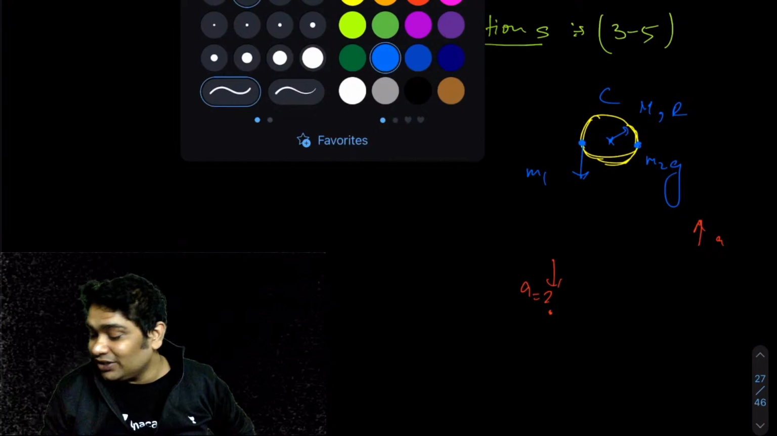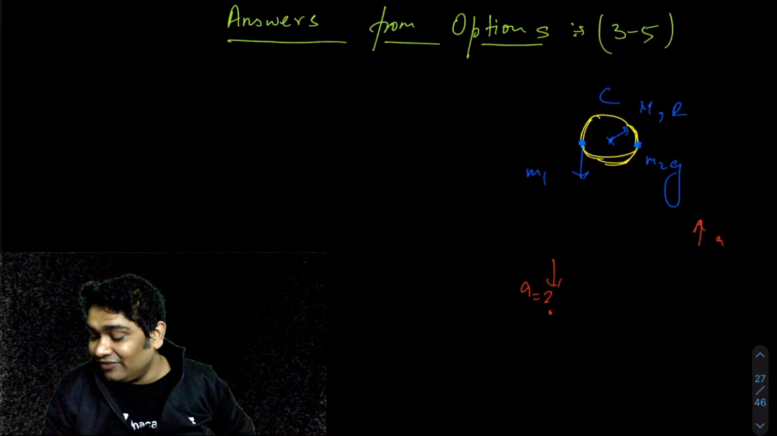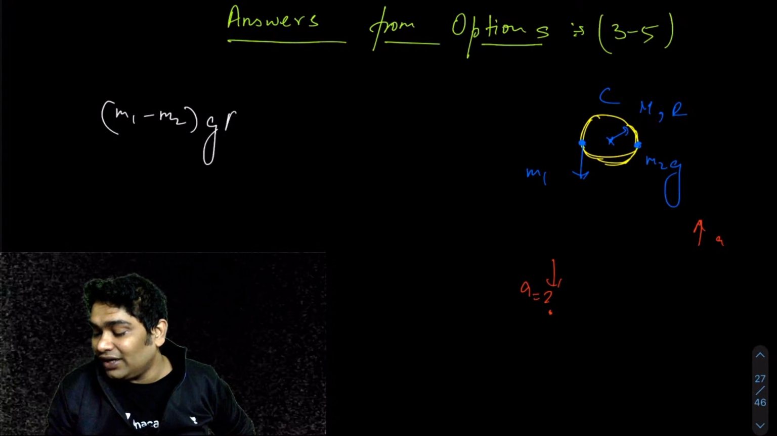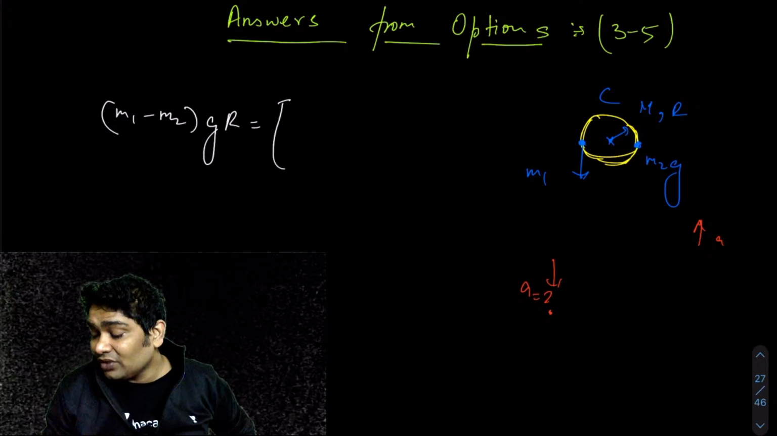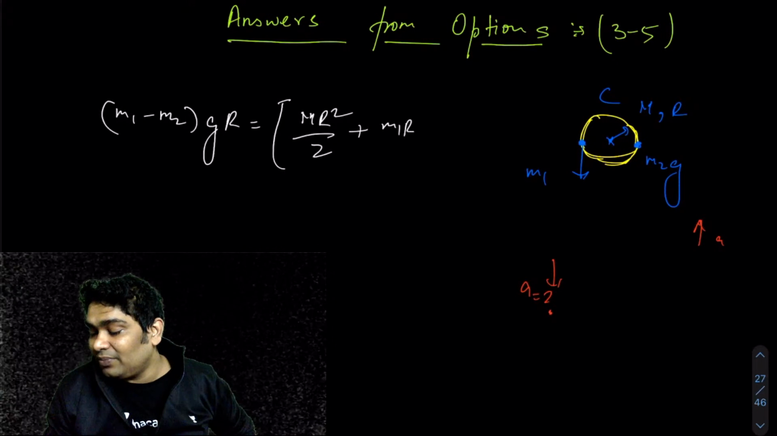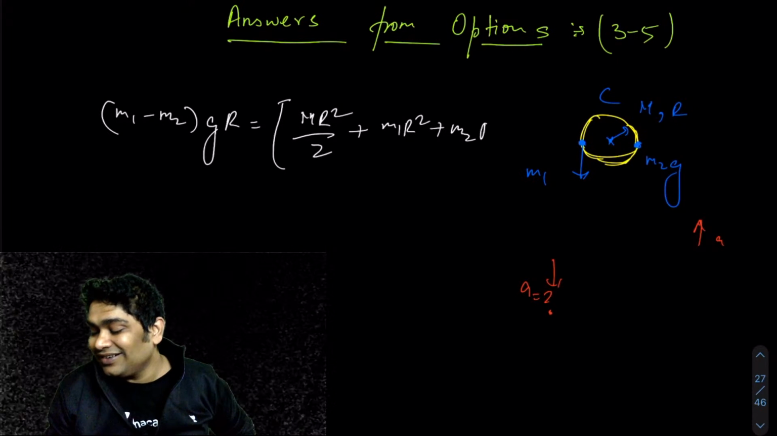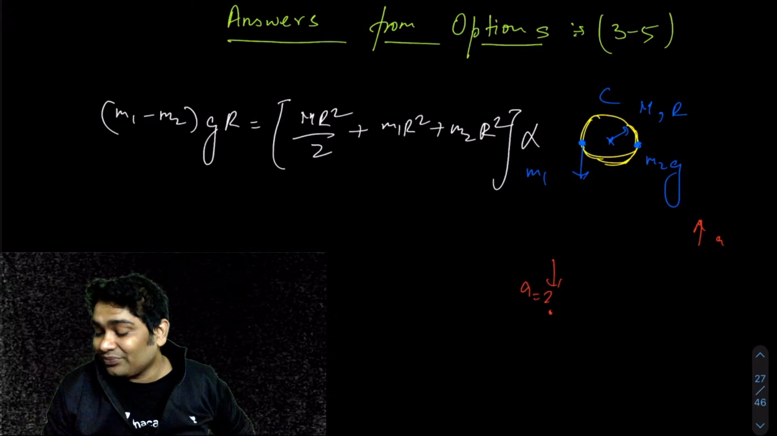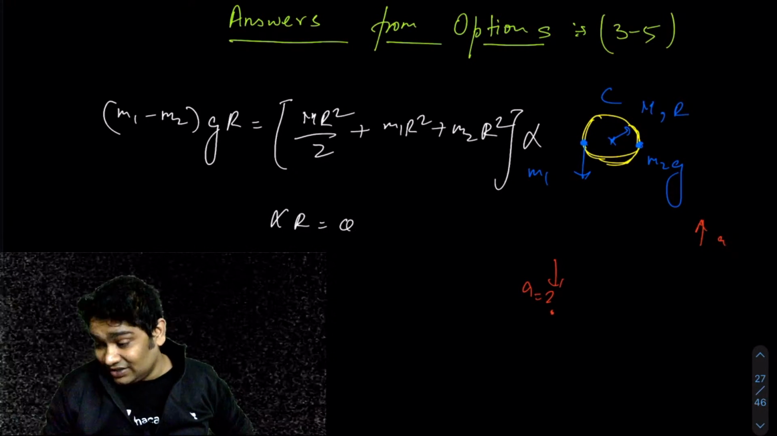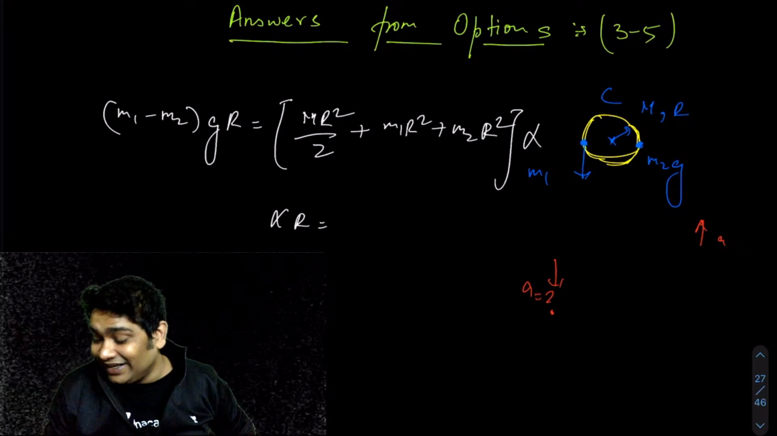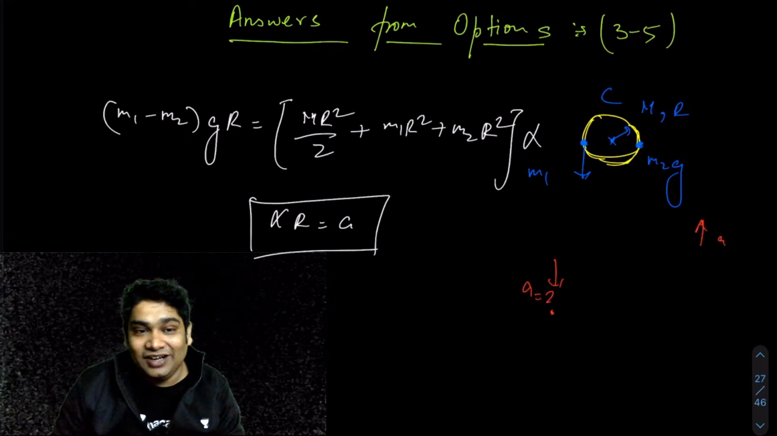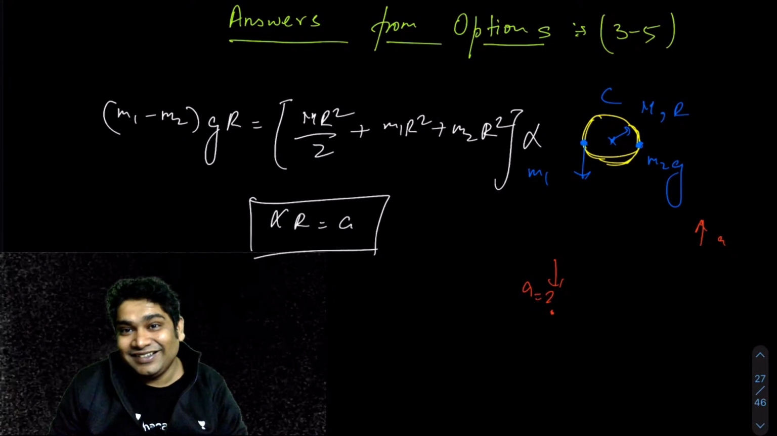When you take torques about the center C, what you will realize is that (m1 minus m2) g r would be the net torque, and that would be equal to I, which would be m r square by 2 plus m1 r square plus m2 r square, times alpha. And you know alpha r equals a. So this is one of my favorite shortcuts. This will give you a one-line answer, right?